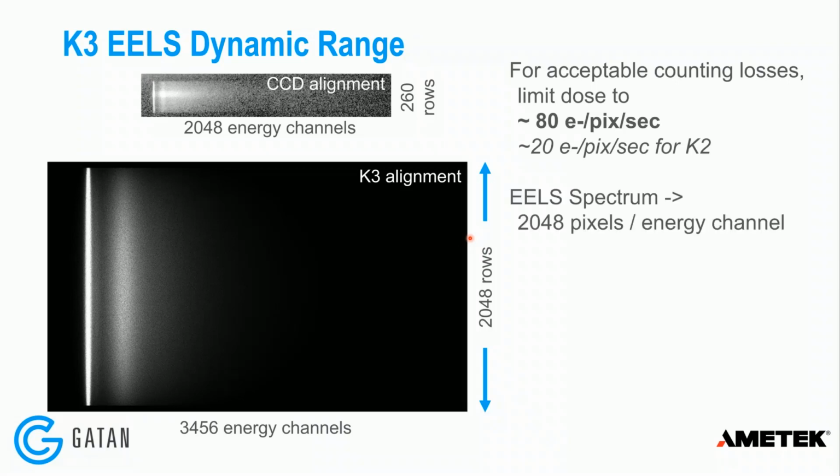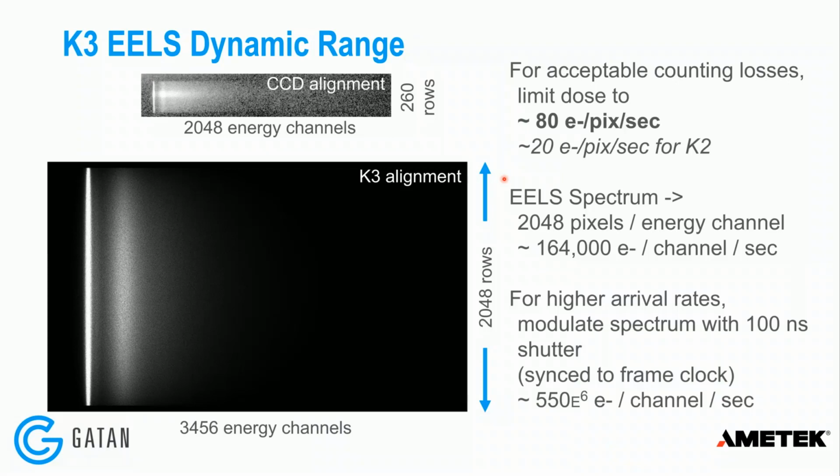Okay, so the EELS spectrum is 2048 pixels per energy channel, so that's the height of the spectrum. That equates to 164,000 electrons per channel per second. And then we can also do something clever with the fast shutter. If we have higher arrival rates than we would like, so if we want to look at the zero loss peak or something that's super bright, we can actually modulate the spectrum with the fast shutter. And the electrostatic shutter can run at speeds of 100 nanoseconds.